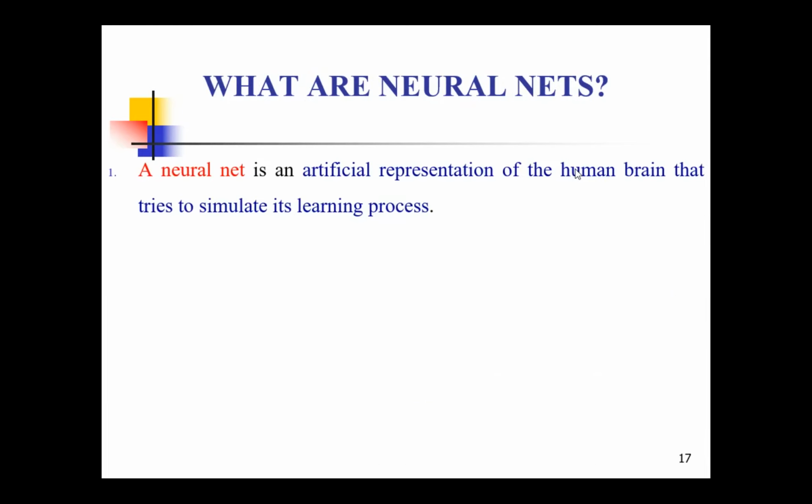Now, what are neural nets? From this we are going to speak only about the artificial neural networks. This neural network, or generally called neural nets, is an artificial representation of the human brain that tries to simulate its learning process. Exactly we cannot study or simulate it, so we try to simulate this learning process.